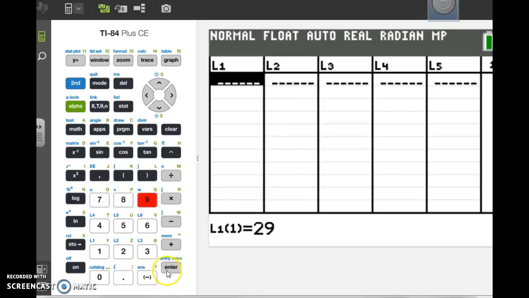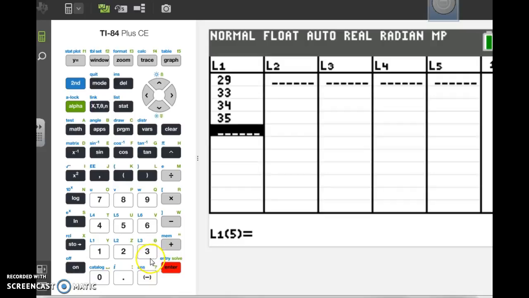All you have to do is put in the numbers, 29, 33, 34, 35, 36, 38, 39, and 54. All right, so L1 is the speeds, and then L2 would be the frequency, how often that happened.